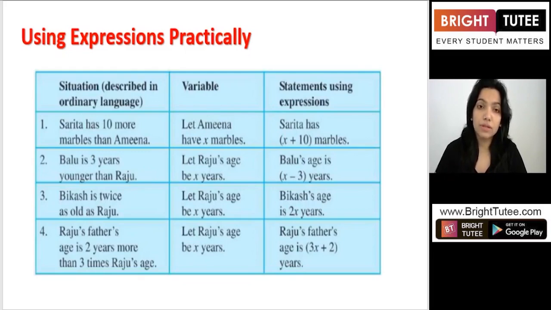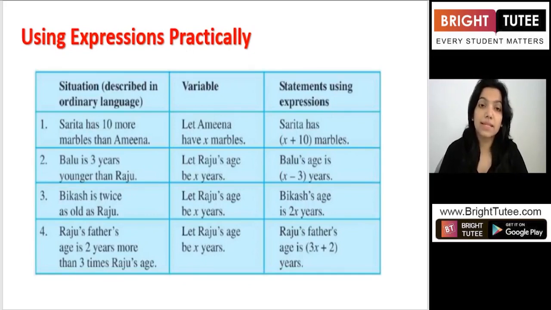So first, we can see we have got three columns. The first one represents the situation. Then the second one shows which variable we are using. And the third one shows the statement which is using the particular expression.